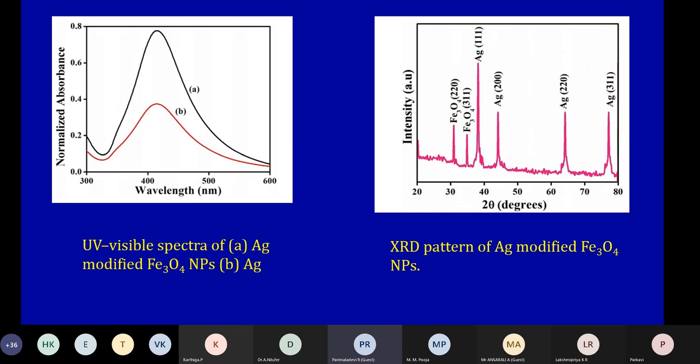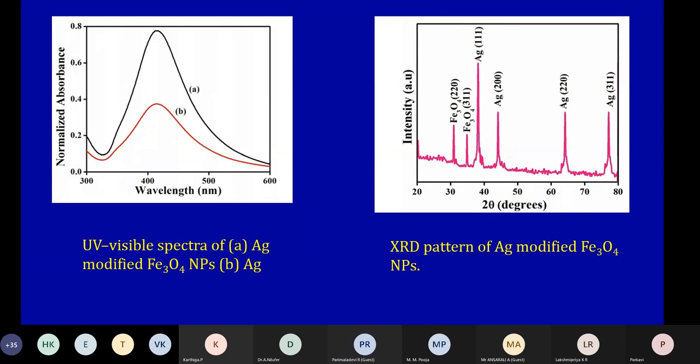Normally we take the UV absorption spectra. This shows a plasmonic peak. When you add Fe3O4 iron oxide to this, there will be a reduction in the plasmonic peak. So it confirms the Ag is added into the iron oxide, and this is the XRD pattern of Ag with Fe3O4. It shows both the Ag peak and the Fe3O4 peak. So this confirms the formation of silver with iron oxide.